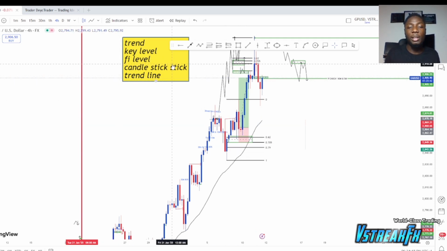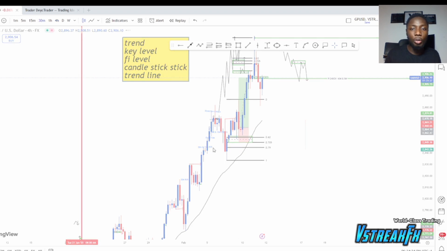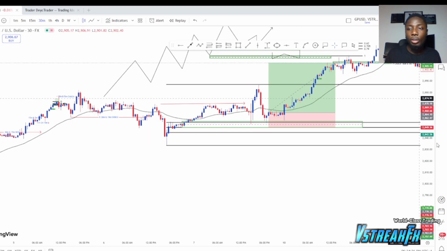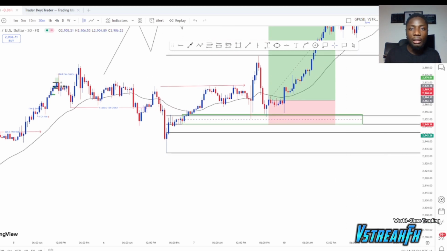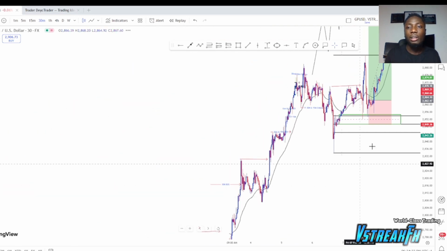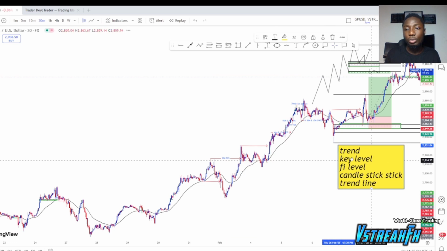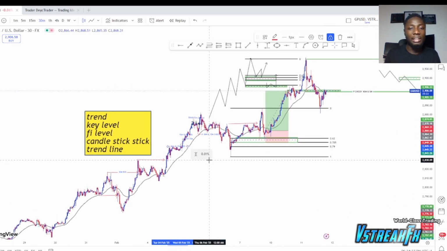You know, the way you use your fib level is retracement. We're able to see this impulse, and we're trying to get the retracement, and we're able to find a level of support for it on the 30 minutes time frame to take our trade. So you can see, combining every one of these confluences together will actually give you a very quality trade. Combining the trend, the key level, the fib level, the candlestick pattern.